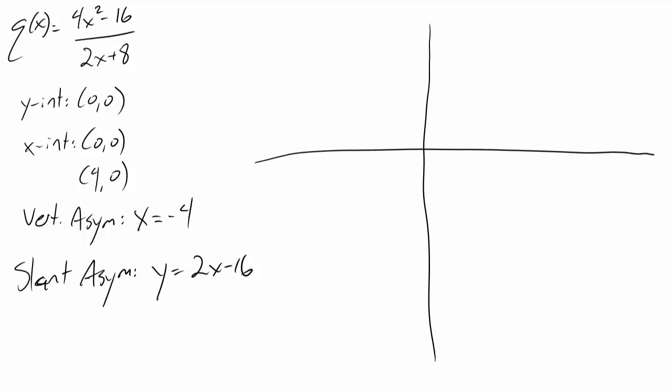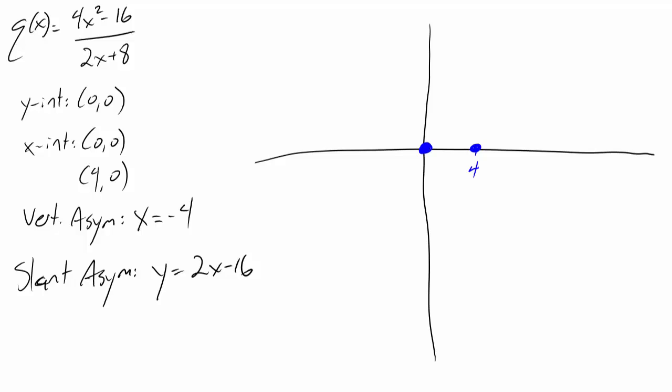And we will go ahead and start with our x and y intercepts. So here we have the origin, which is both an x and a y intercept. And we're going to come out here to positive 4 for another x-intercept.